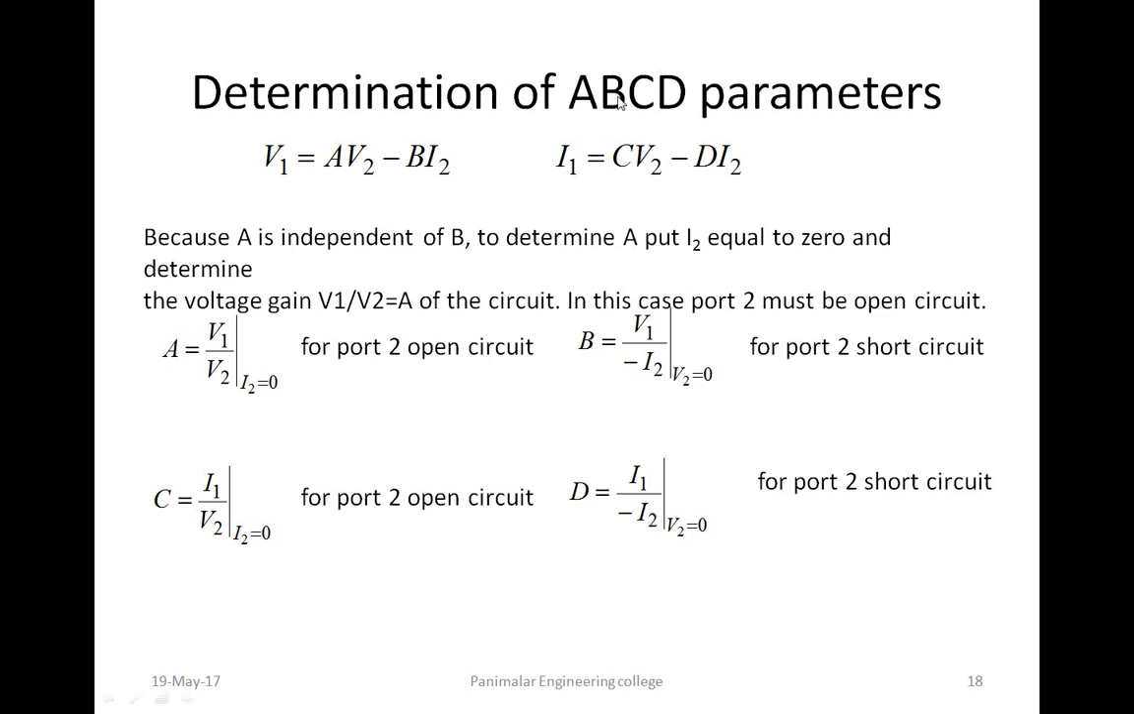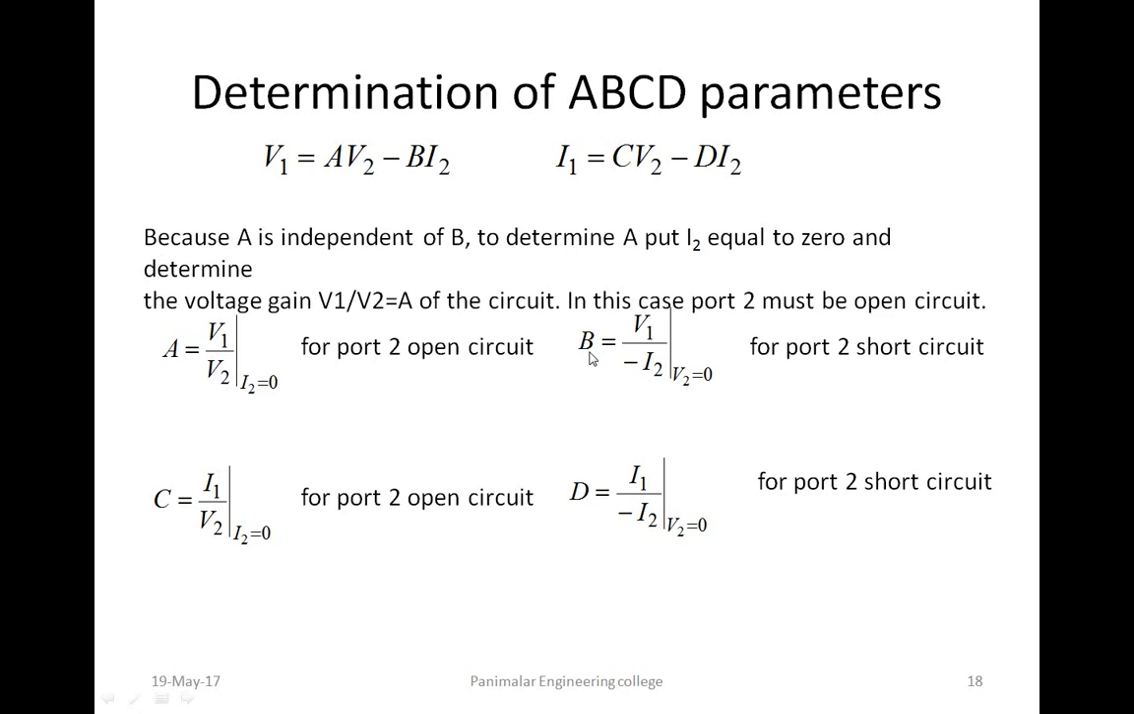And the determination of ABCD parameters is followed like this. In order to find out the coefficient of A, the other port must be open circuited. Hence, the current at port 2 is going to be 0, and A is V1 by V2.